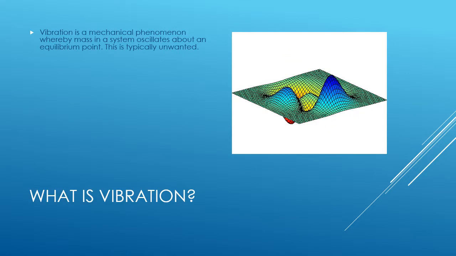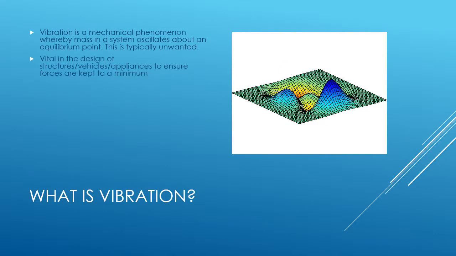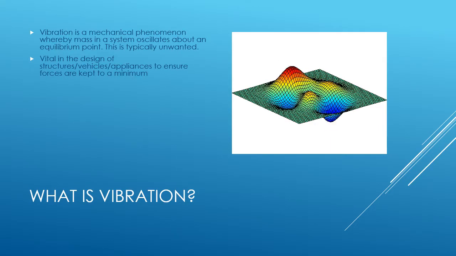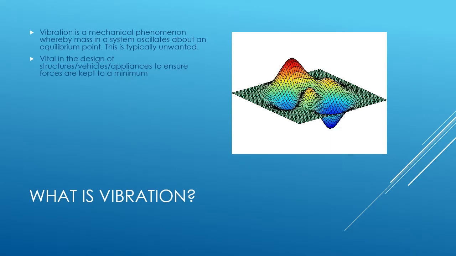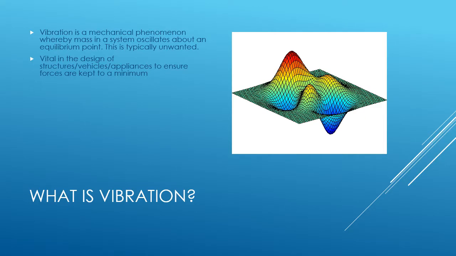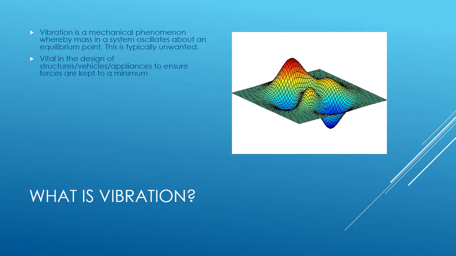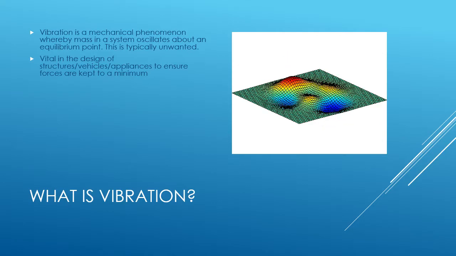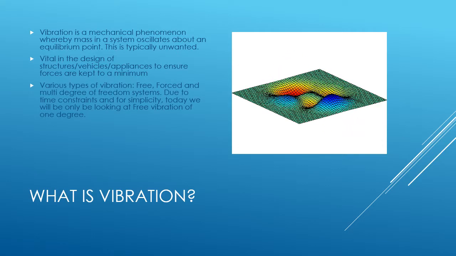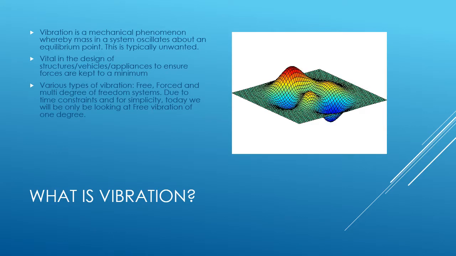So what is vibration? Vibration is basically a mechanical phenomenon whereby a mass in a system oscillates about an equilibrium point. Vibration is typically unwanted. Engineers try to design systems to minimize this vibration as much as possible. This is vital in the design of various structures, vehicles, and appliances to ensure forces within the body are kept to a minimum, so that the structure, vehicle or appliance does not prematurely fail when in service.